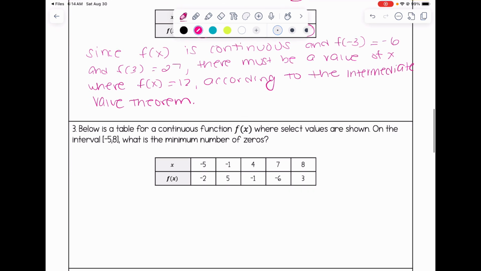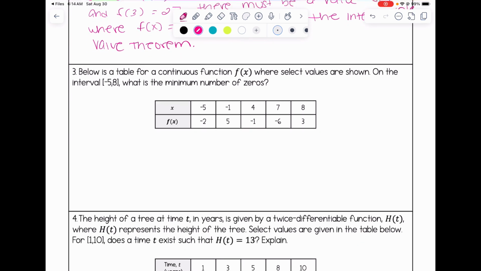Okay, let's move on to number 3. Below is a table for a continuous function f of x. So again, we're getting our continuity out of the way here. Select values are shown. We're given the closed interval -5 to 8. If we look, those outputs are not equal. Great, that's what we want.